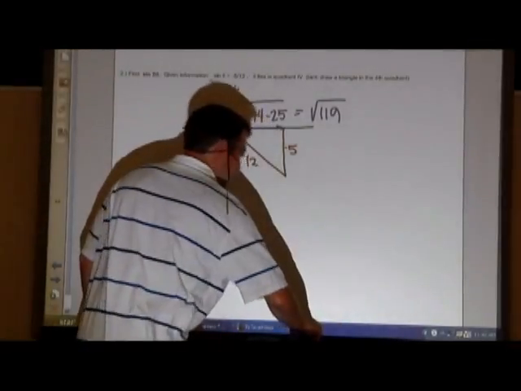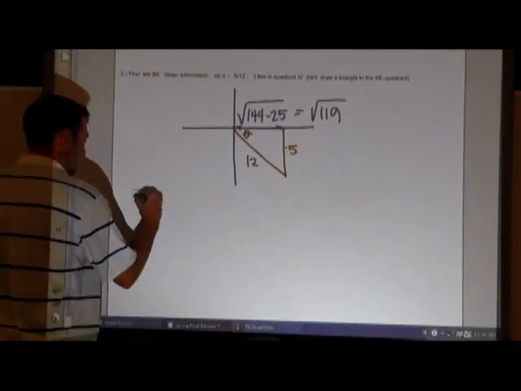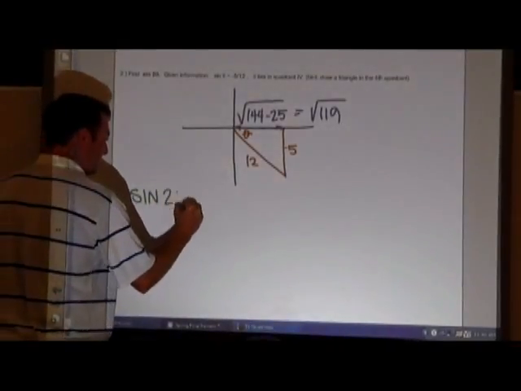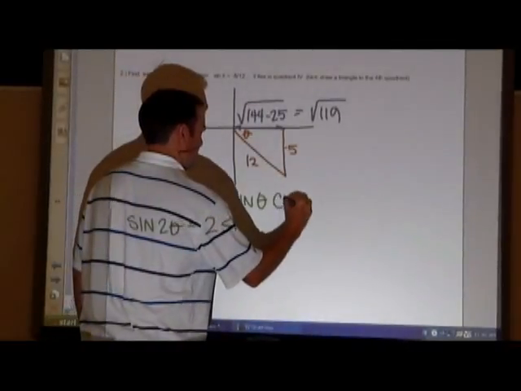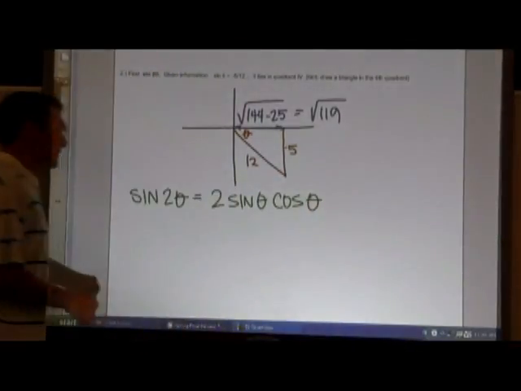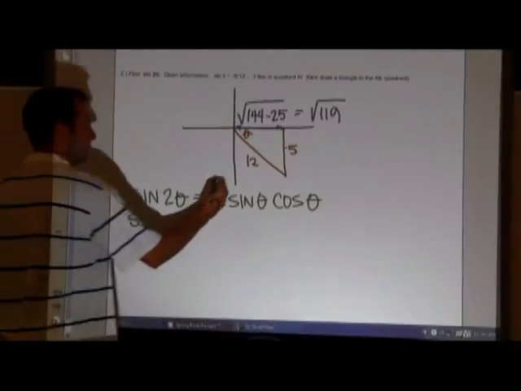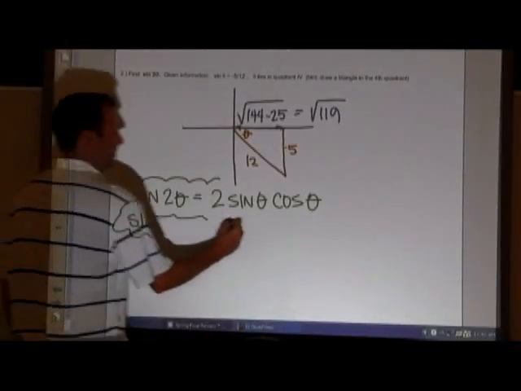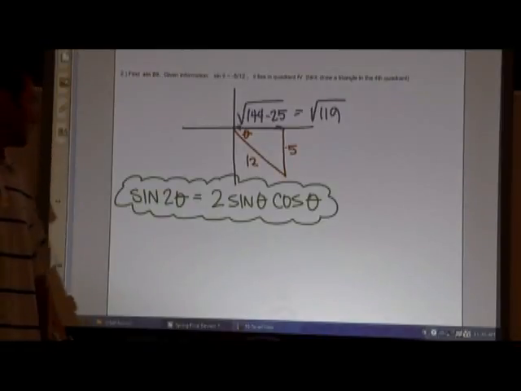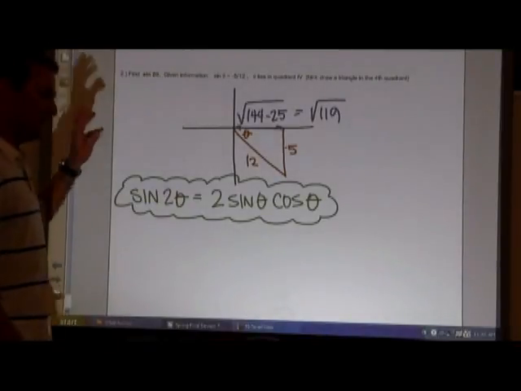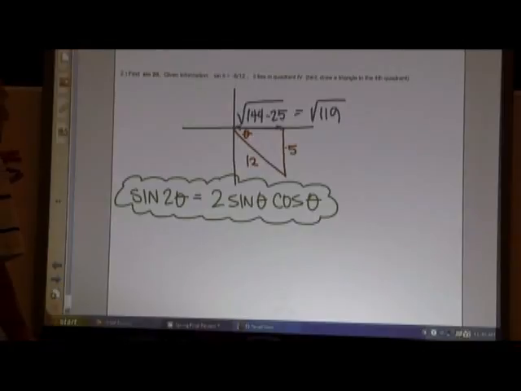Then, there's a rule, a double angle formula, that says sine 2 theta is 2 sine theta cosine theta. This will be given to you on the day of the final. I'm not asking you to memorize that. You'll have a list of your trig identities. That's going to be one of them. So we just apply this to this situation here.